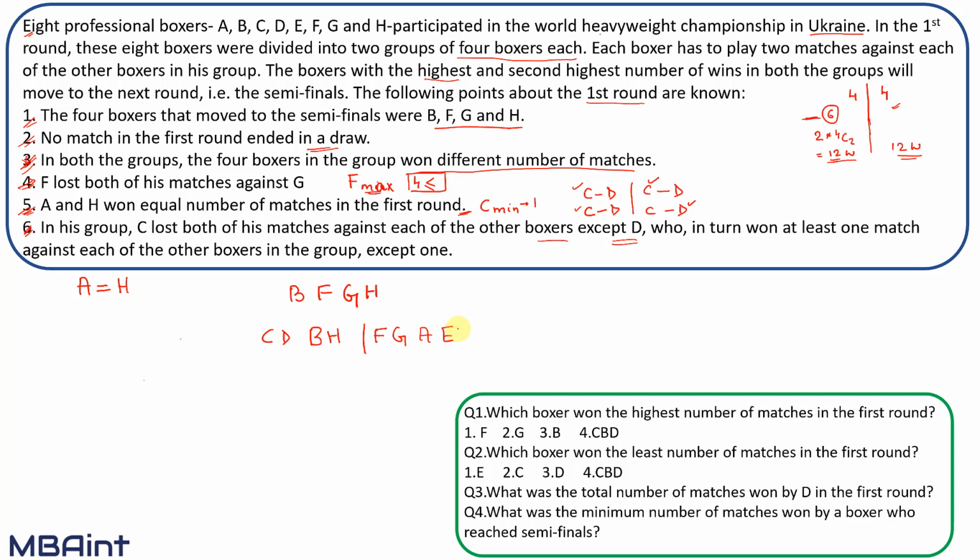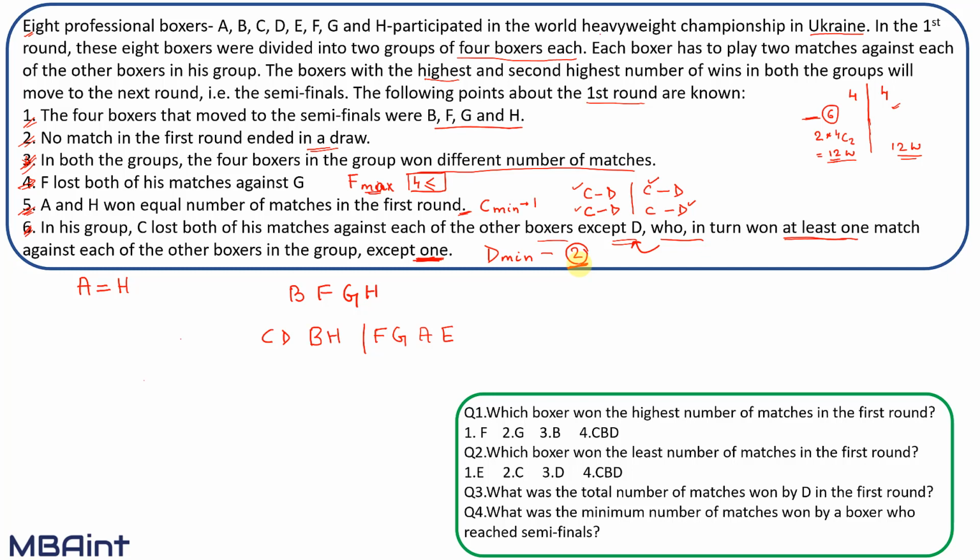Fine. So now further, D in turn won at least 1 match against each of the other boxers except 1. Okay. So D won at least 1 match with the other boxers in his group except 1. So what could be the minimum win of D? D's minimum win would be 2, because he will win at least one match against two people except one. We are not sure about what happens in the other round. Okay, against the other person except one, he will lose both the matches, right? But the minimum win for D is 2.